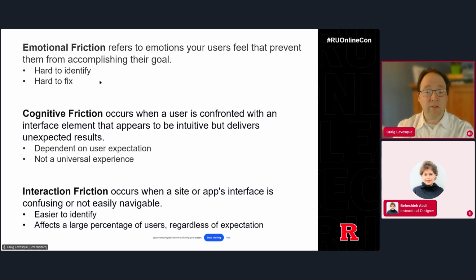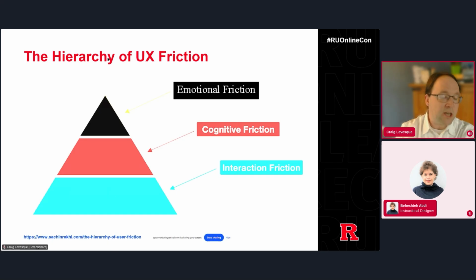Interaction friction is when stuff really just doesn't work. It's the easiest one to identify because it's going to affect most of the users regardless of expectation, while both cognitive friction and emotional friction require the user, the person experiencing the friction, to bring something to the table, to have expectations. Now, a designer by the name of Sasha and Recchi organized these into a pyramid, with interaction friction at the bottom, cognitive friction in the middle, and emotional friction at the top.